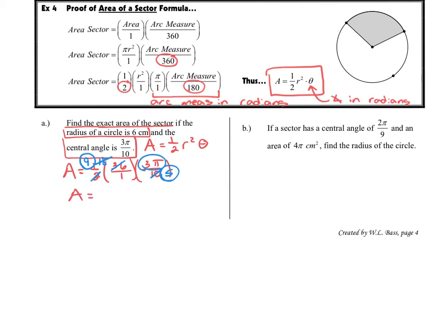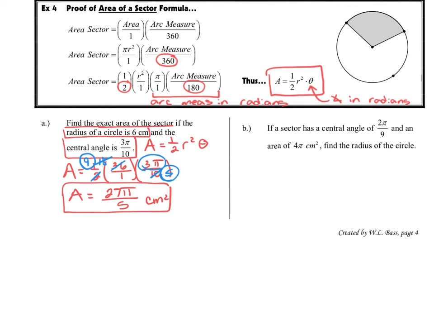So my area, multiplying straight across, is going to give me 27 pi over 5. We're measuring in centimeters here, so area would be centimeters squared. Again, this is way faster than trying to convert that angle to degrees. That's going to be some really weird degree measure, and then having to work with the old formula.